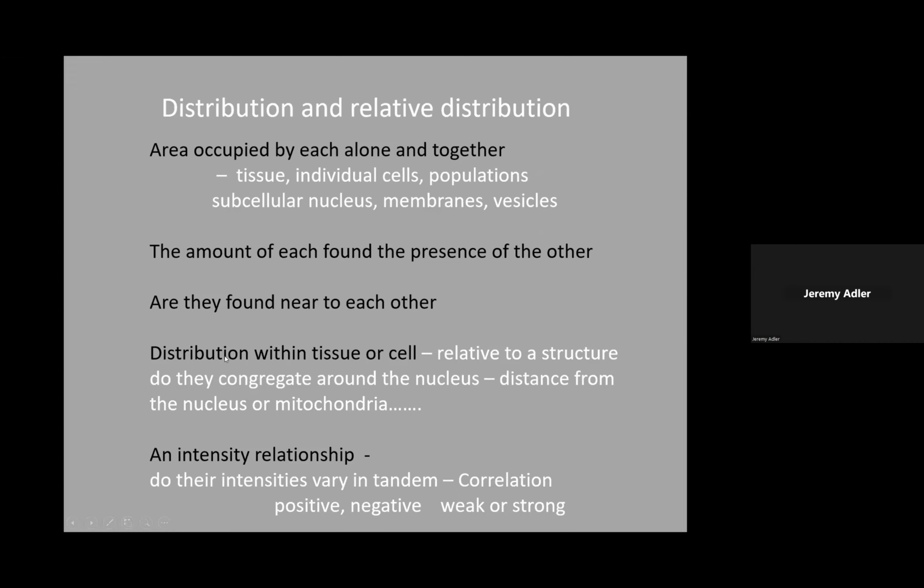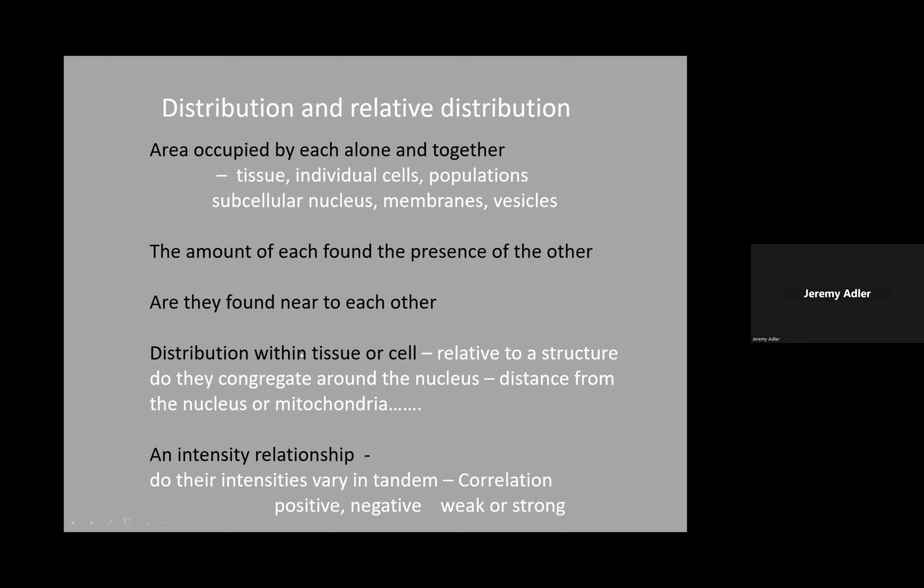Again, we might be looking at distributions within a tissue or within a cell, or distributions relative to a structure. Are they congregated around the nucleus? Are they perhaps more distributed in the location of mitochondria? At the ultimate, you might say in a mitochondria, are we finding it inside the mitochondria or in the mitochondrial membrane?